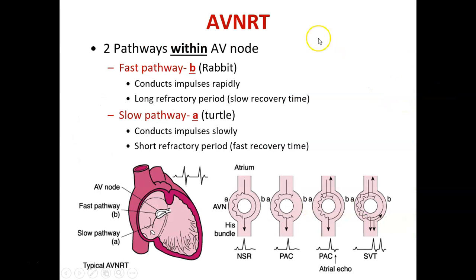So again, atrioventricular nodal reentrant tachycardia involves two pathways within the AV node, the fast pathway and the slow pathway. A fast pathway conducts the impulse rapidly, but it has a long refractory period and slow recovery time. On the other hand, the slow pathway or the alpha fibers conduct impulses slowly, but have a short refractory period and fast recovery time. So because of these characteristics, a loop is created around the AV node, and it keeps on producing a narrow complex tachycardia.